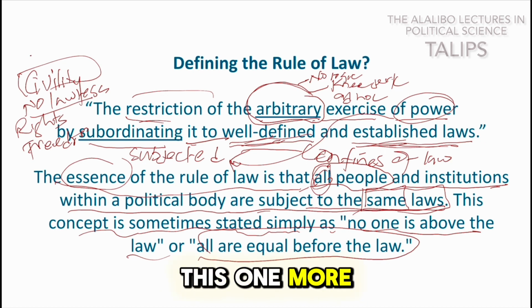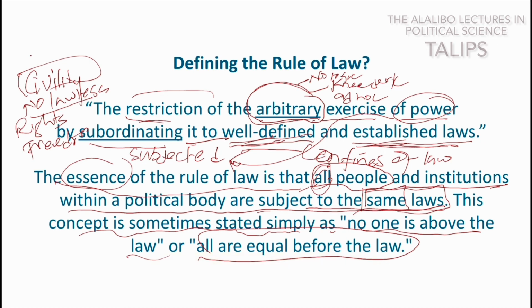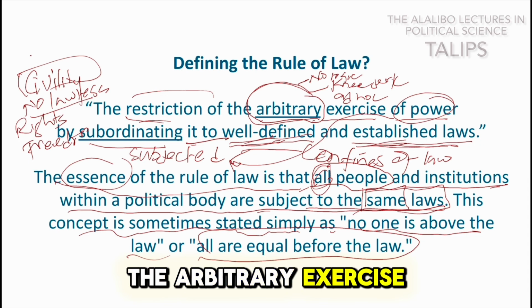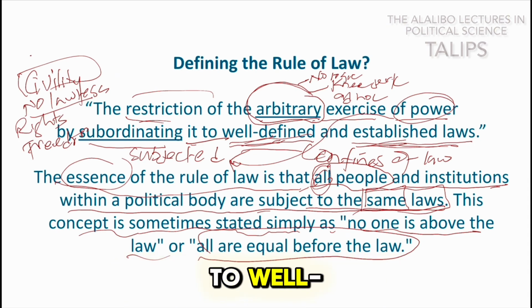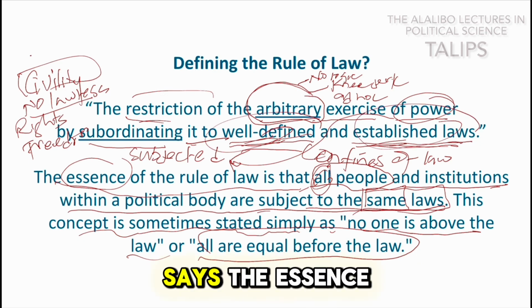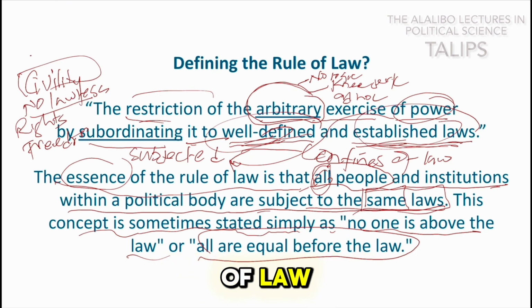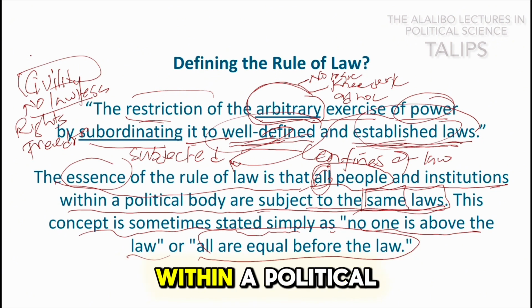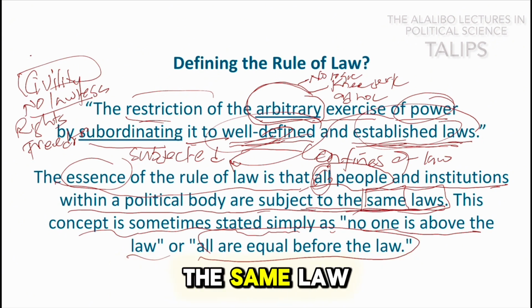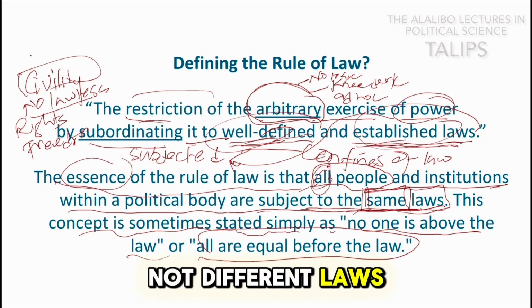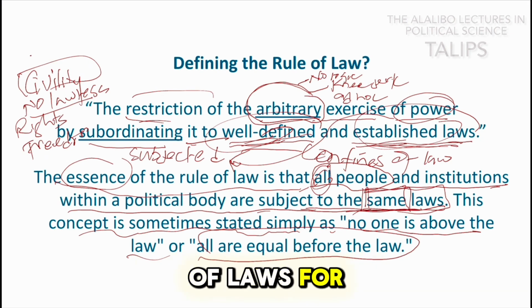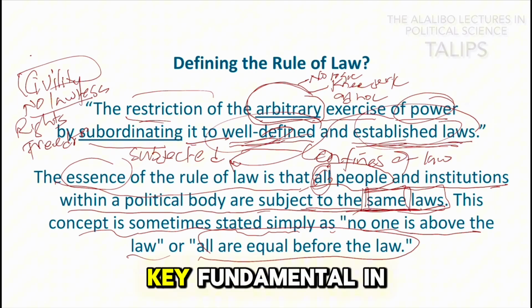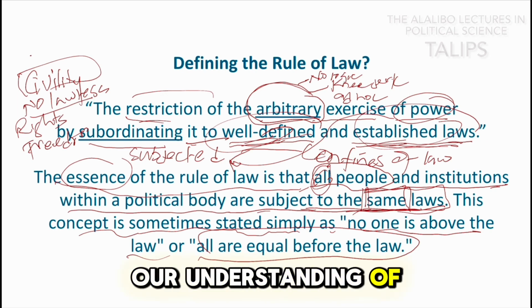Now, let's take a look at this one more time before we move on to the other definitions. The restriction of the arbitrary exercise by subordinating it to well-defined and established laws. And then it says the essence of the rule of law is that all people and institutions within a political body are subject to the same law. Now, this is very important once again: the same law, not different laws, not one set of laws for the lower class and another set of laws for the middle class, another set of laws for the upper class. No, the same law. And that is key, fundamental in our understanding of the rule of law.